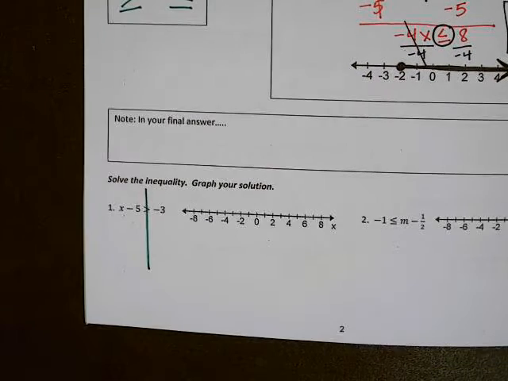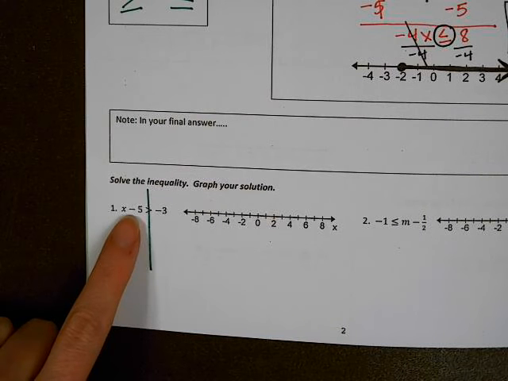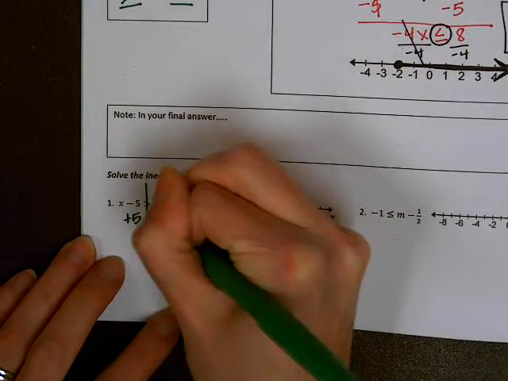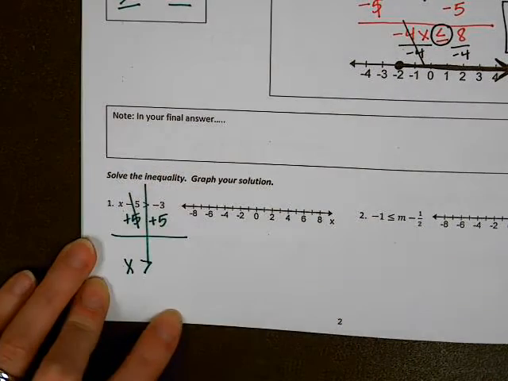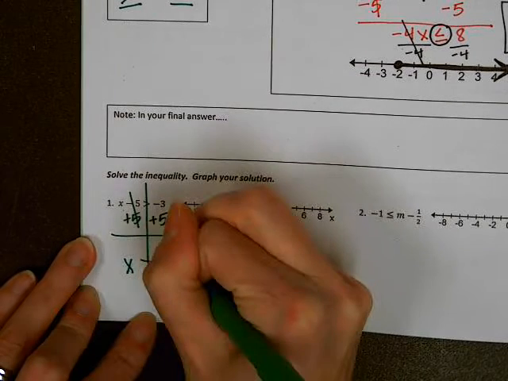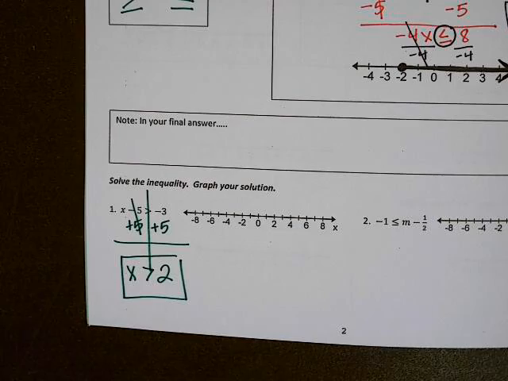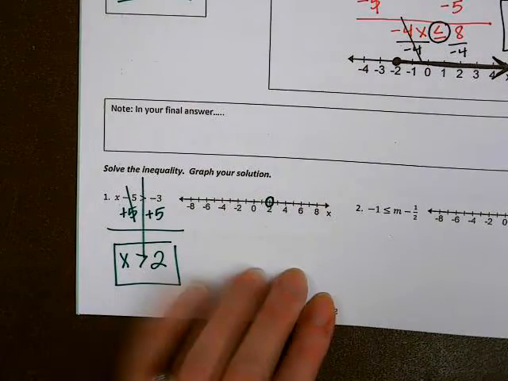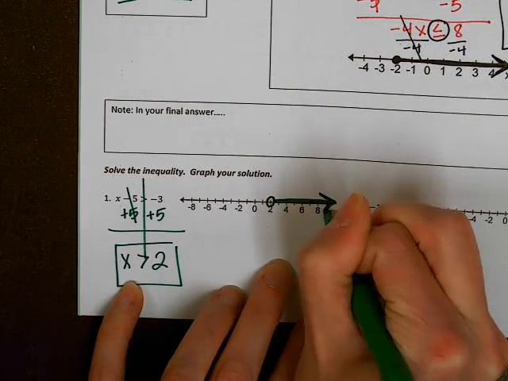All right, number 1. So draw the wall. If you're trying to get x alone, don't forget, if it says minus 5, we're going to add 5. Always do opposite operations. And then you have x is greater than negative 3 plus 5 is 2. Notice I did not flip the symbol on this one because we just added. Okay, so greater than means open circle at 2, and then greater means to the right. Okay, so make sure you draw your arrow.